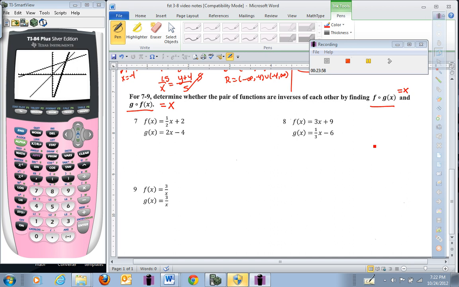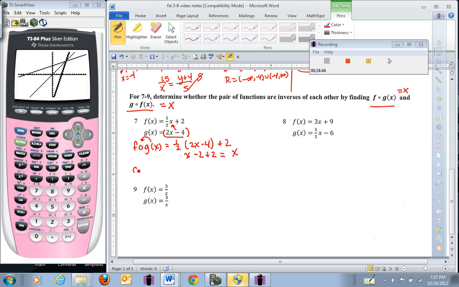All right? So we're going to start with number 7, and we're going to find f of g of x. That means we're going to put g into f, aren't we? If I put g into f, I'm going to have 1/2 times, replacing x with 2x minus 4, and then plus 2. And then we just need to simplify this. The distributive property says we're going to get x minus 2 plus 2, and that's going to equal x. So we're halfway home. The first composite is equal to x.